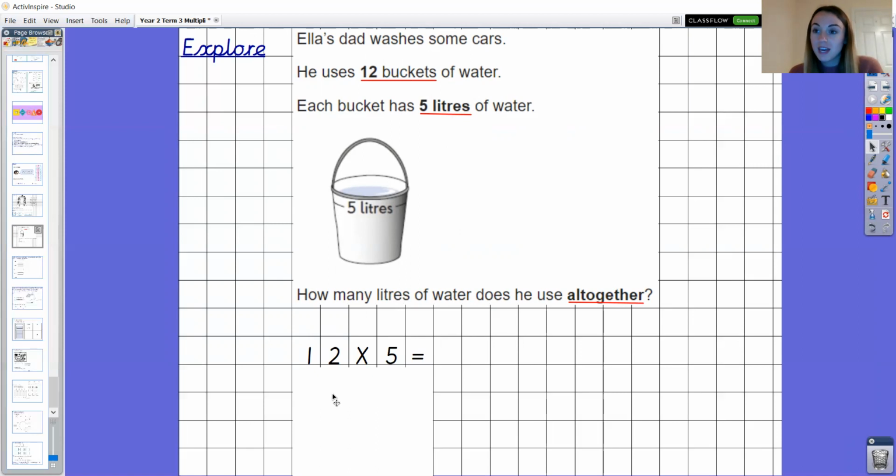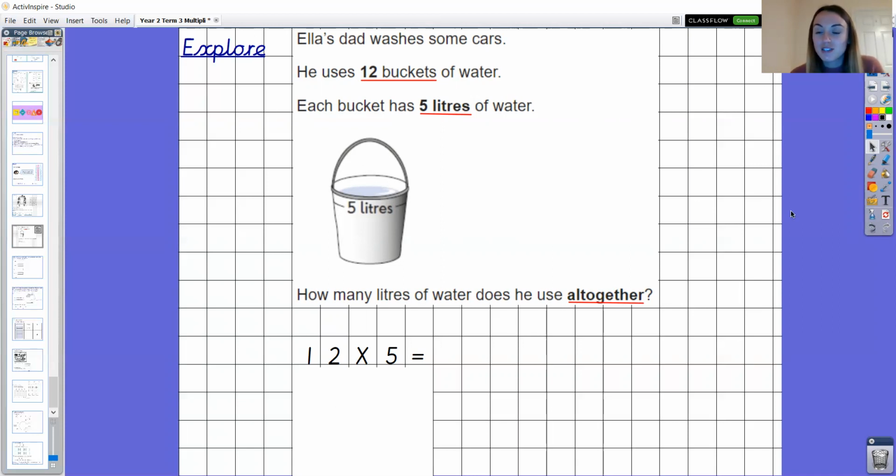Please pause the video here and have a go at solving this question. You might choose to use an array, although that might not be the most efficient way with drawing 12 rows of 5. It could be quite a big array. So have a think about the facts you already know to help you solve this question efficiently. Well done, year 2, super thinking.